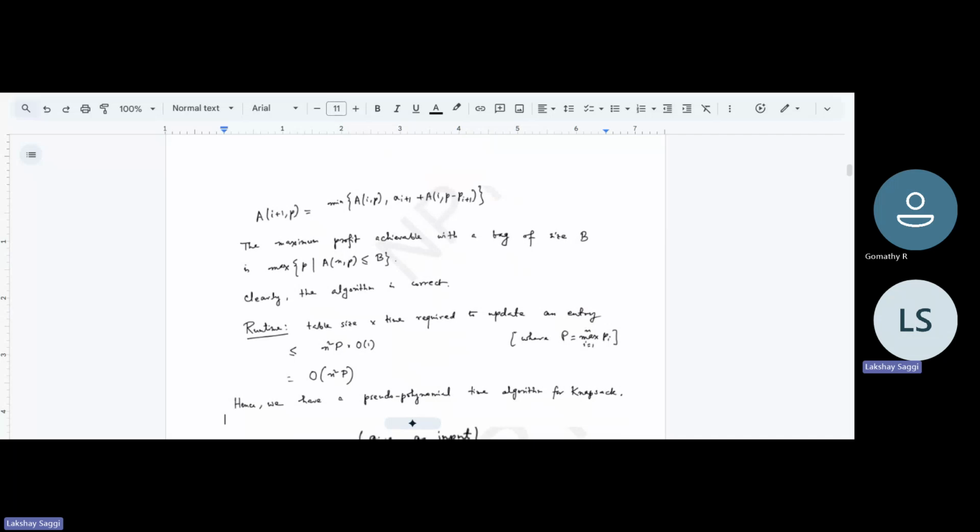So the maximum such profit for which this condition is satisfied will be our knapsack's maximum profit. And it's not too hard to see that this is correct, because we have initialized the base case and the recursive case accordingly. And the runtime for this algorithm, what will it look like? We'll need to find out all the entries of the table, so it will be the table size multiplied by the time required to update an entry of the table. And the time required to update an entry is nothing but taking this minimum of two values, so it will be just order one.